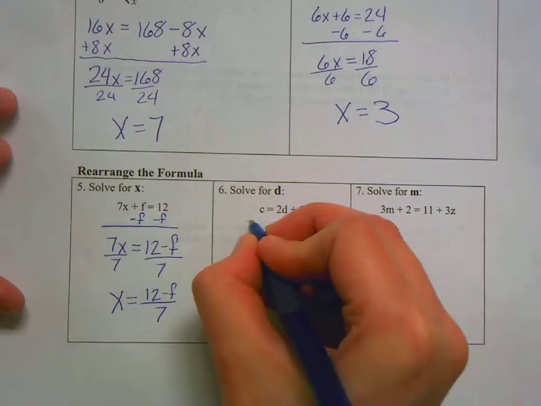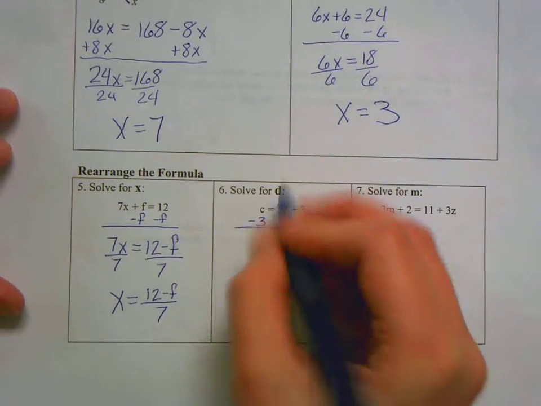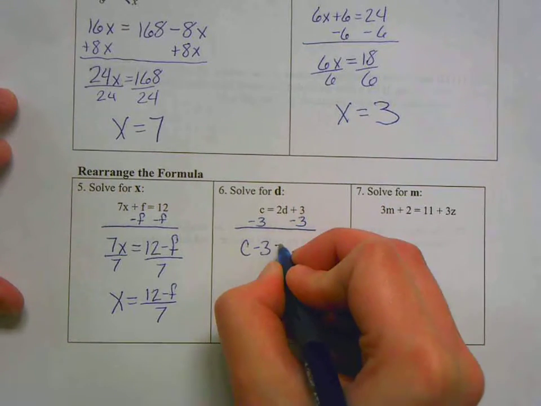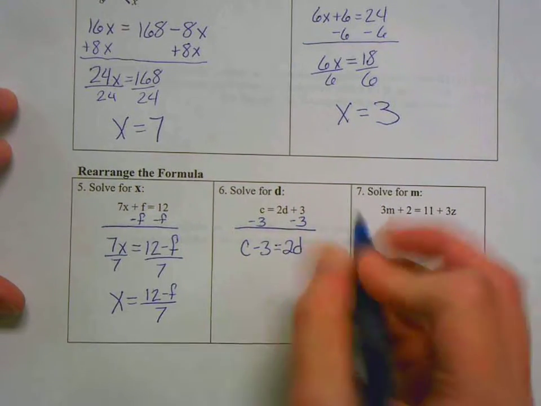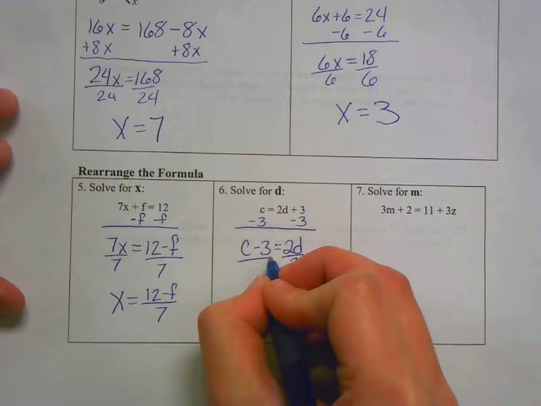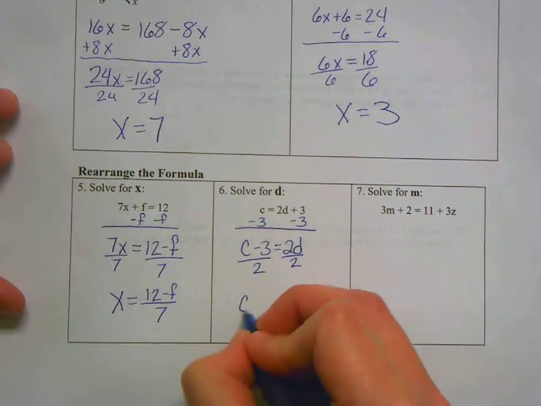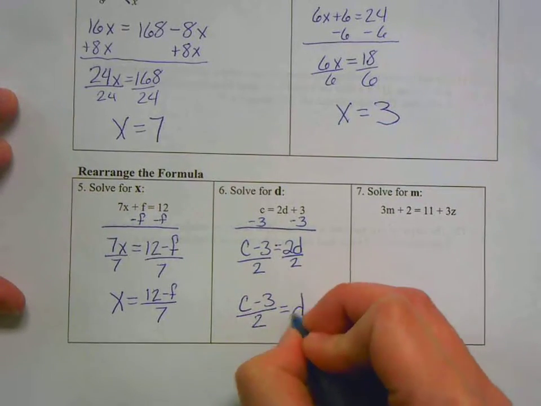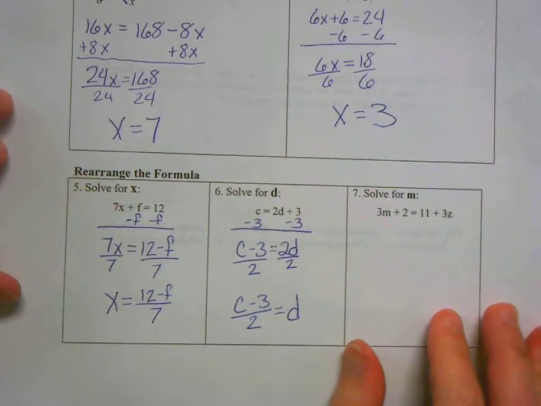C, so I'm going to move the 3 first. Again, can't combine a c and a 3, so I get c minus 3. And then move the 2. C and 3 are not divisible by 2, so it's just going to stay that fraction equals d.